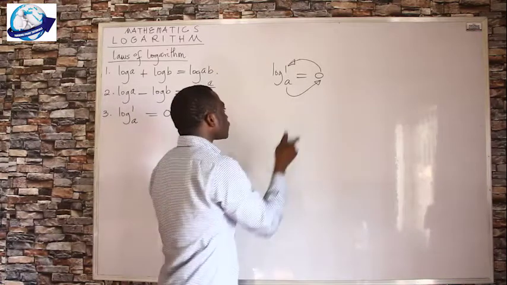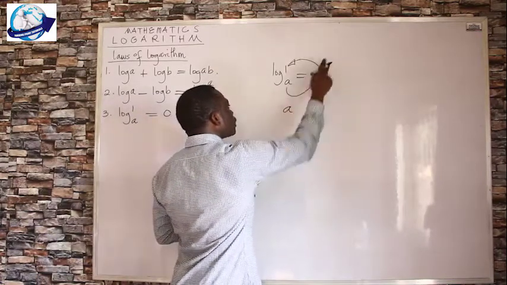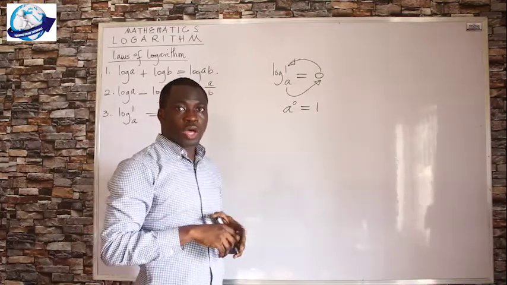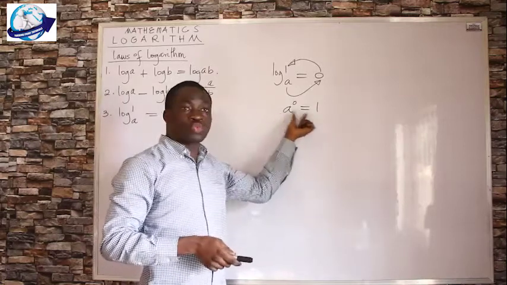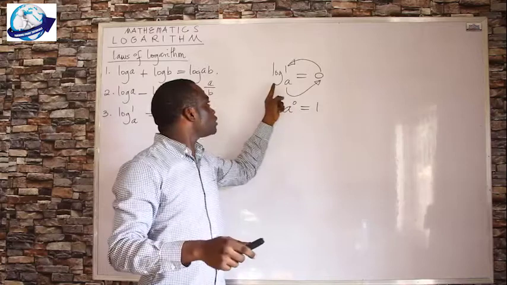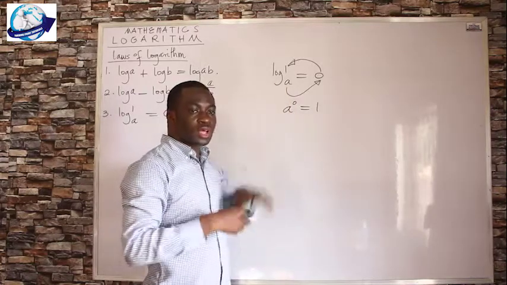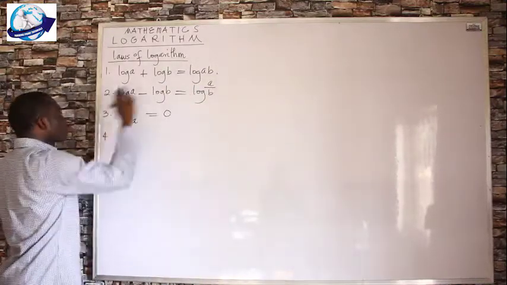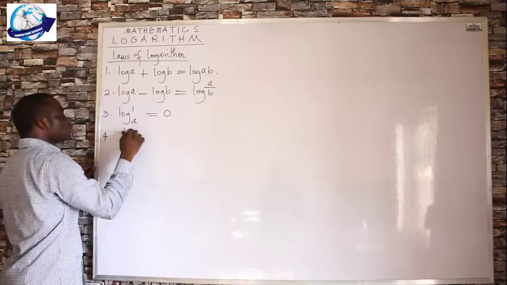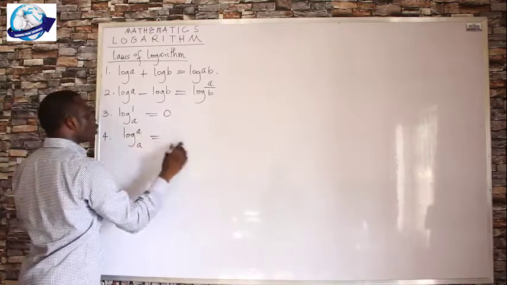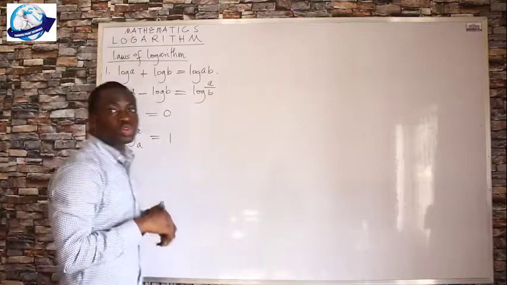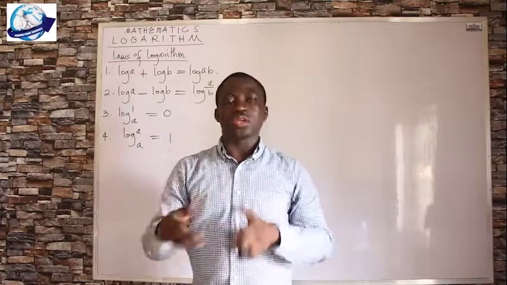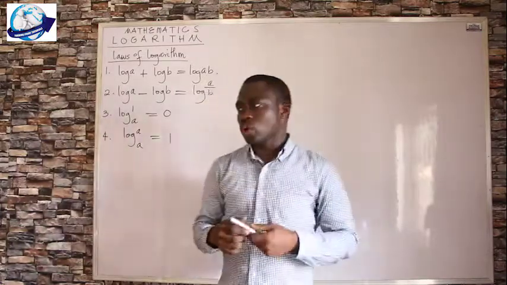So what do you see? The base A raised to the power 0 equals 1. It is true, according to indices, that anything raised to power 0 is 1. That tells you that we have converted this logarithm to indices. So that settles that case for us. Now, number 4: a logarithm to its own base will give you 1. So log A base A is 1. Log B base B is 1. Log 10 base 10 is 1. Log 2 base 2 is 1.